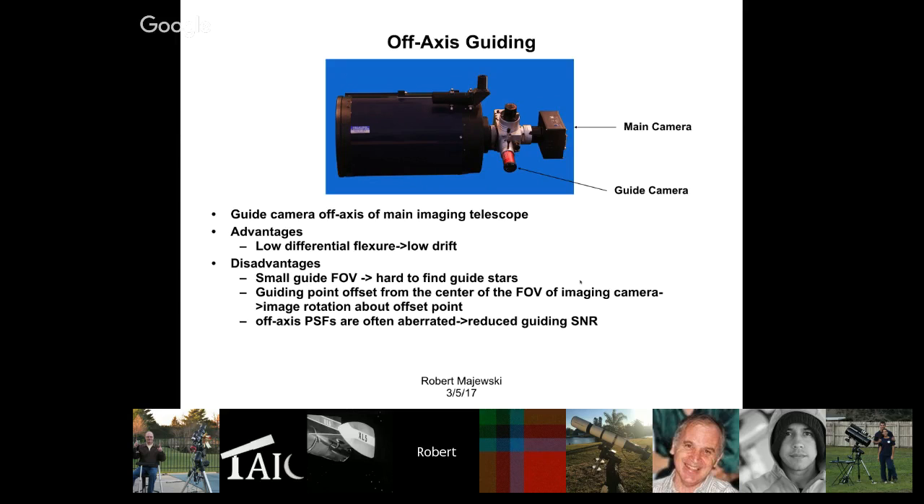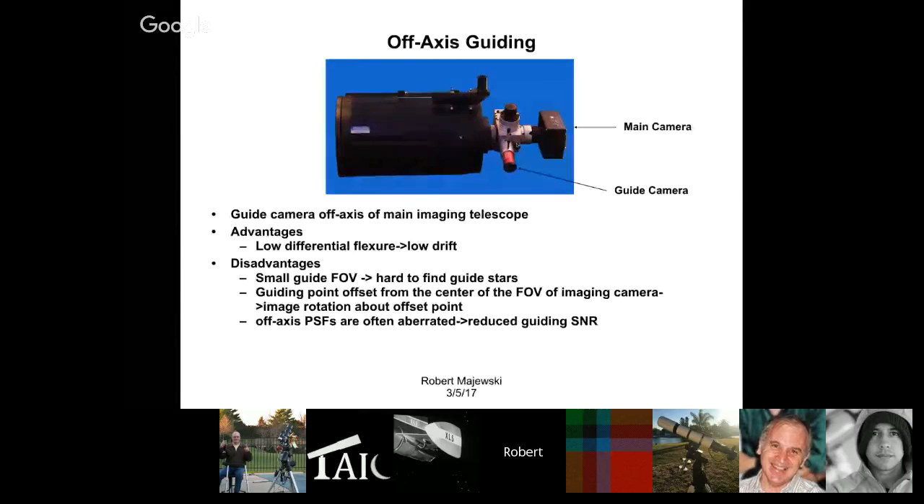And most optical systems like this are aberrated at the edge of the field of view, or outside the field of view, actually. You're going to have things like coma and astigmatism that will degrade the Strehl and reduce your signal-to-noise ratio. So frankly, I tried this one and gave up pretty quickly because I decided it was way too hard to find those guide stars.